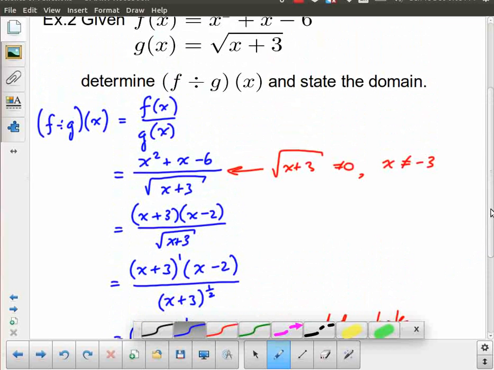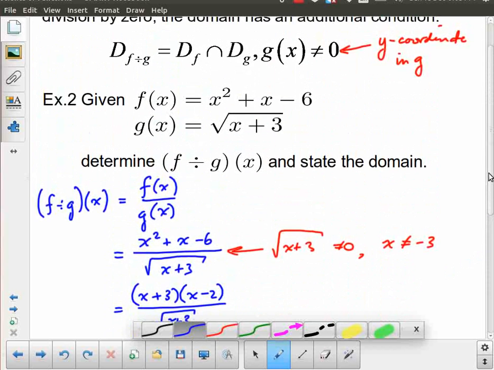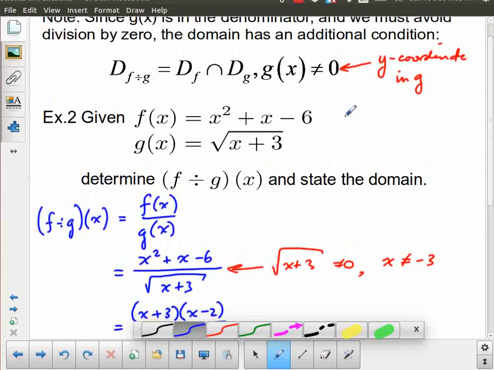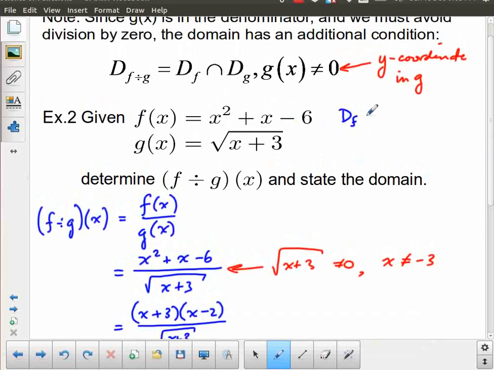And now let's take a look, and maybe I'm going to come back up here just to the original functions first of all. So let's take a look. What is the domain of f? The domain of f in this case is simply x member of the reals. There are no restrictions on this quadratic. The domain of g is x member of the reals such that x is greater than or equal to -3.